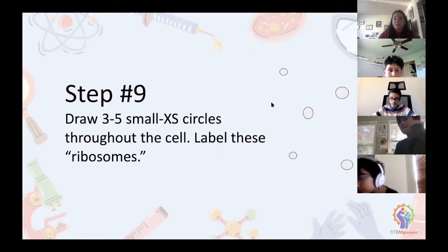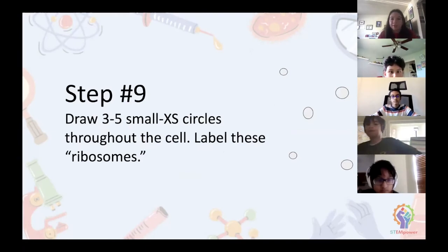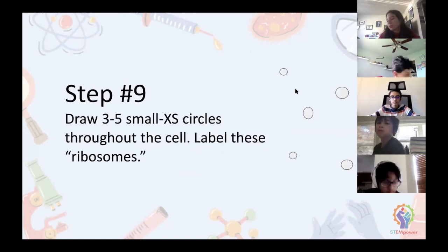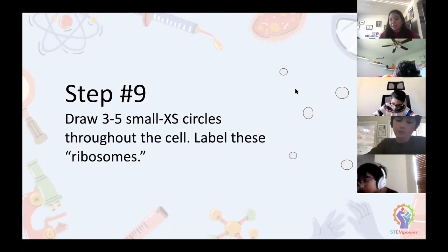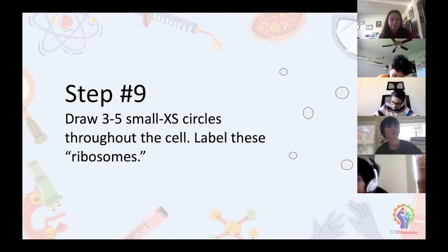So step number 9, we're going to draw 3 to 5 small to extra small circles, and we're going to label these ribosomes. And then the spacing for these, just make them scattered. They're just kind of randomly suspended, right? There's no coordinates where these go.